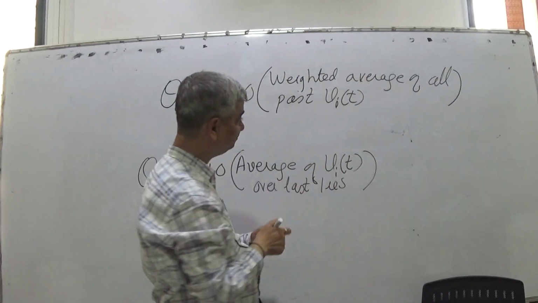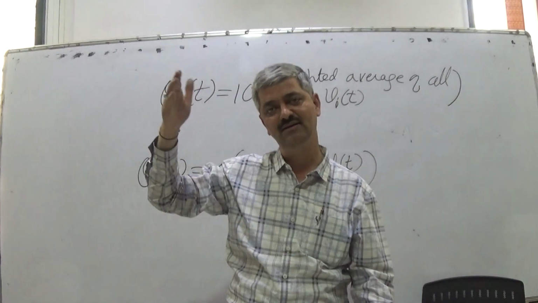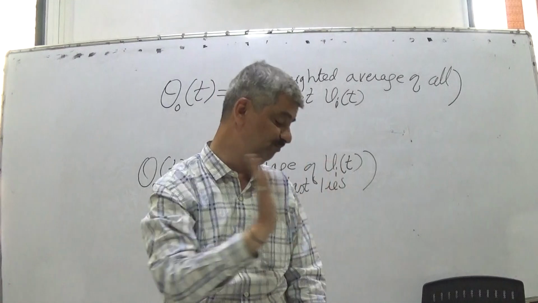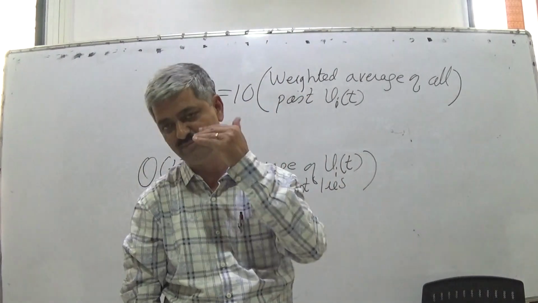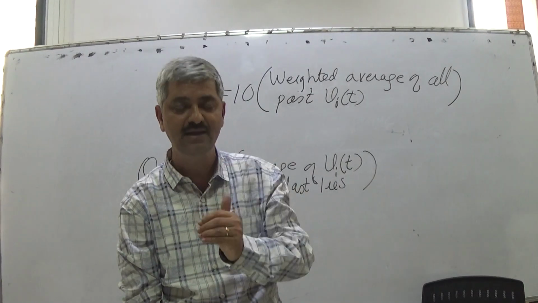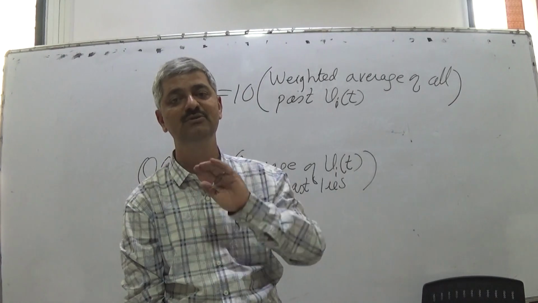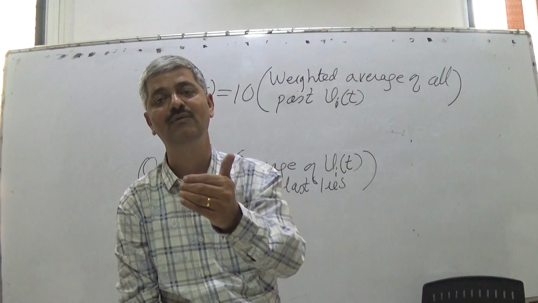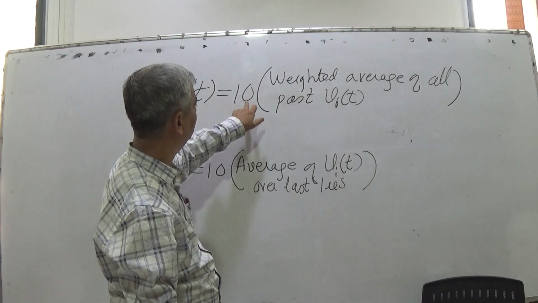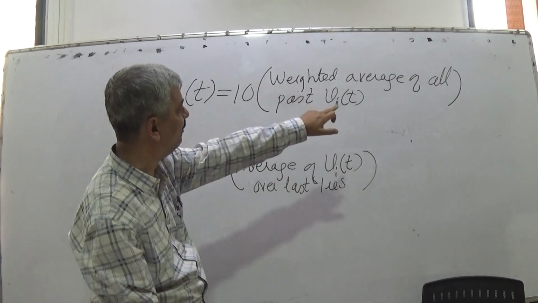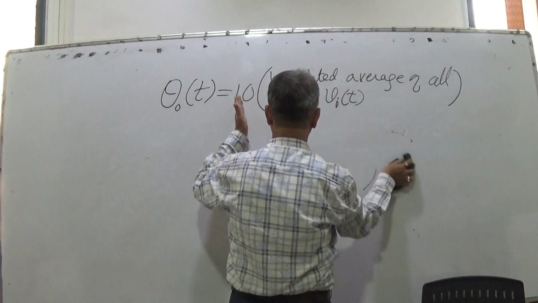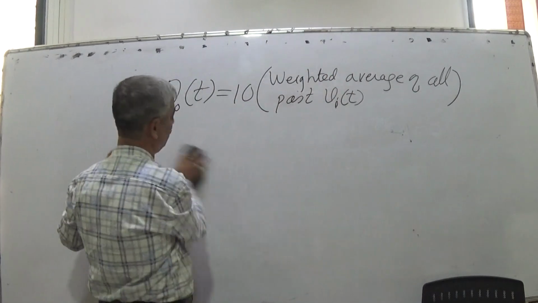One thing is that weights are high near and weights are low as you move beyond. So in determining the current output, inputs received in the recent period are weighed more, and inputs received in the earlier period are weighed less. So output is some constant into a weighted average of past V in(t). Since we are multiplying by this constant 10, there is no point in saying average.